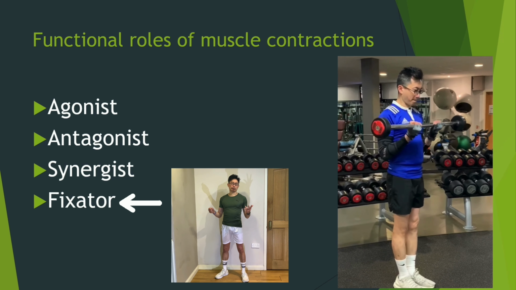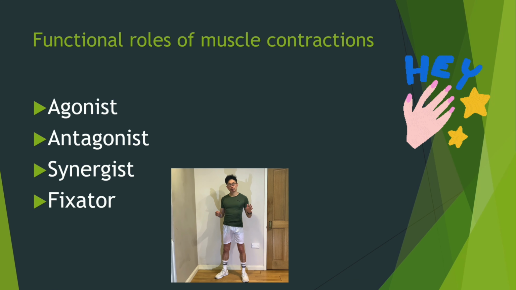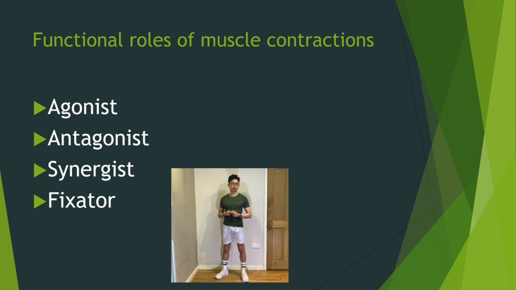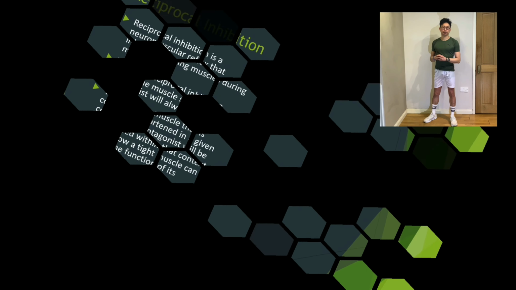Fixators contract to stabilize the part of the body that remains fixed. This basically helps movement by opposing unwanted movement or by helping to stabilize the joint. In this case, the deltoids stabilize the shoulder when the arm moves.